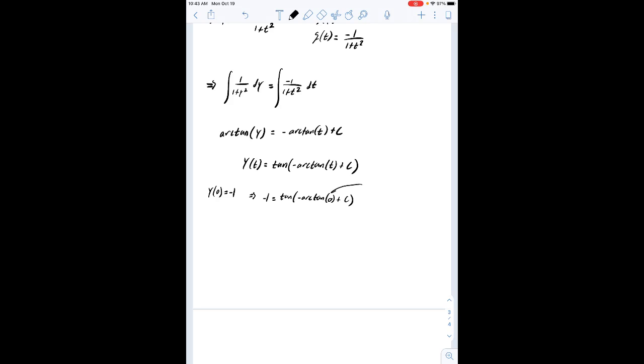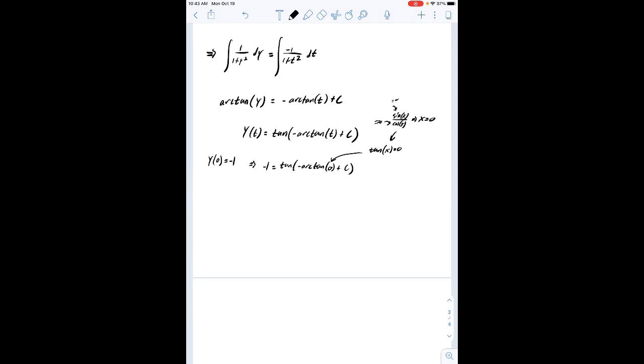So what is arctangent of 0? So when is tangent of some value, let's call it x, equal to 0? So we know that tangent equals sine over cosine. So either this has to be equal to 0 or this has to be equal to infinity. Clearly cosine of x doesn't ever go to infinity, so we know that sine of x must equal 0. So that goes to x is equal to 0. Okay, so that means that we know that arctangent of 0 is equal to 0.